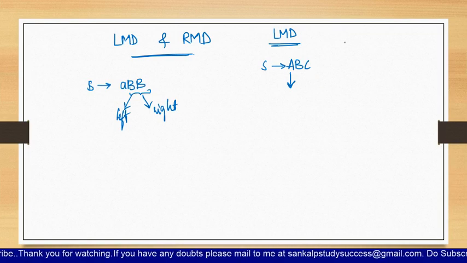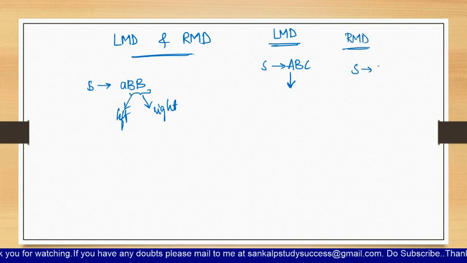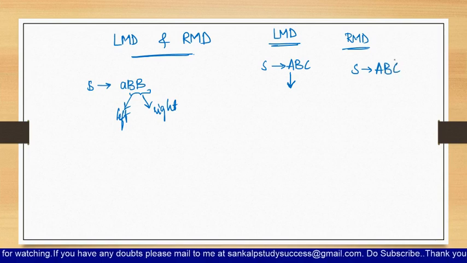But if you consider rightmost derivation, for the same production S tends to A, B, C, here the rightmost non-terminal is nothing but C. So we start our substitution from the right side to the left side. That means first we are going to substitute the rightmost variable or non-terminal, which is C. Then we are going to substitute for capital B, and then we are going to substitute for capital A. So these are nothing but the leftmost derivations and the rightmost derivations.